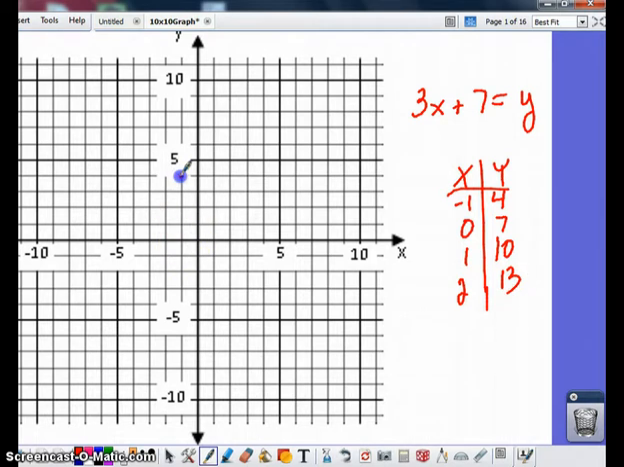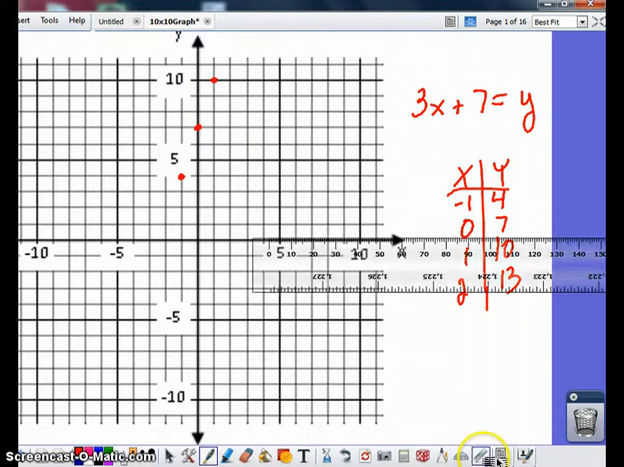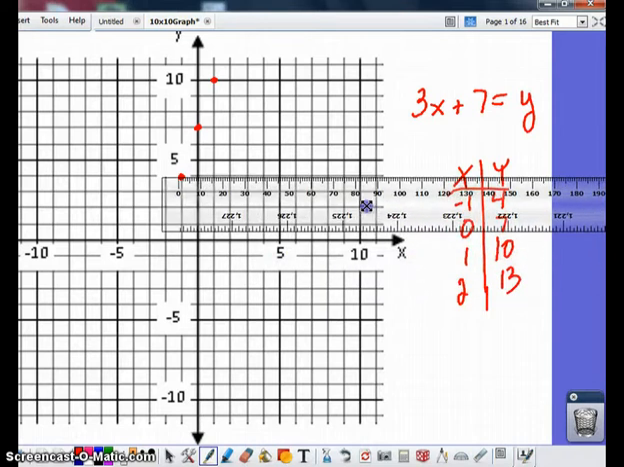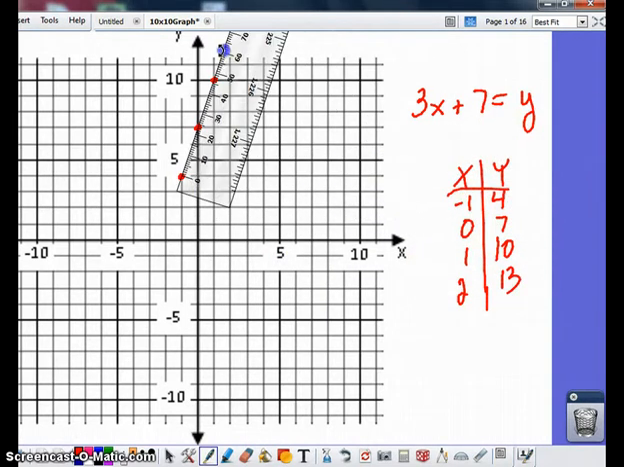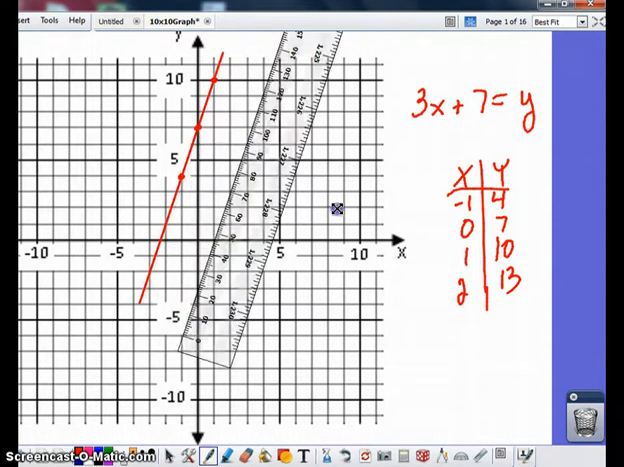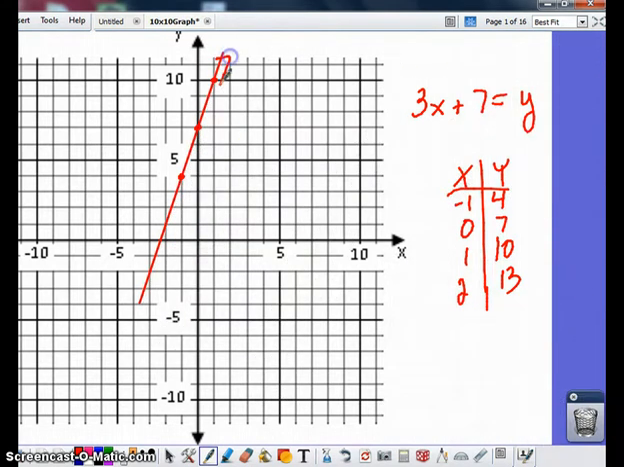And I'm going to go ahead and graph these points. So -1, 4, 0, 7, 1, 10. And I'm not going to graph 2, 13 just because it's off my chart. And then you can grab your ruler. Remember to extend the line, stretch it, and put arrows. That's one way to graph, is the XY chart method.